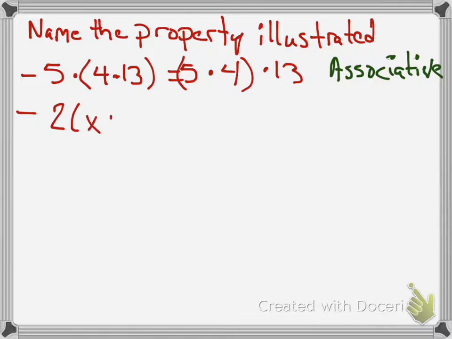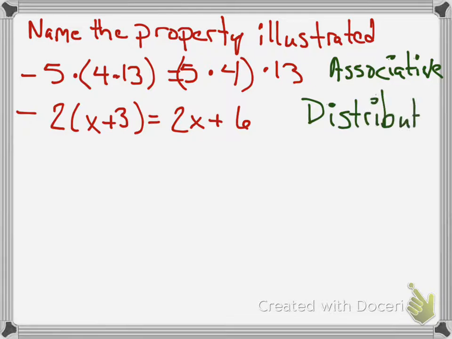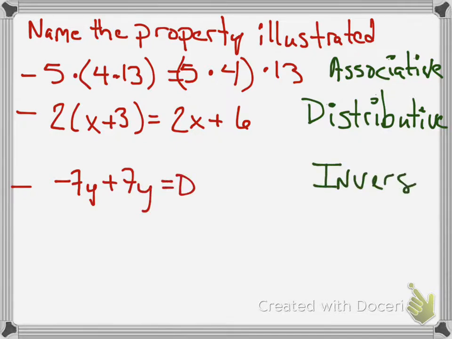Let's look at another example. Here I've got a 2, parentheses x plus 3, now I have 2x plus 6. Well, that's distributive. That's something you've worked with many times before. Next one, negative 7y plus 7y equals 0. What is that? Those are inverses because they're opposites and they kind of cancel each other out.